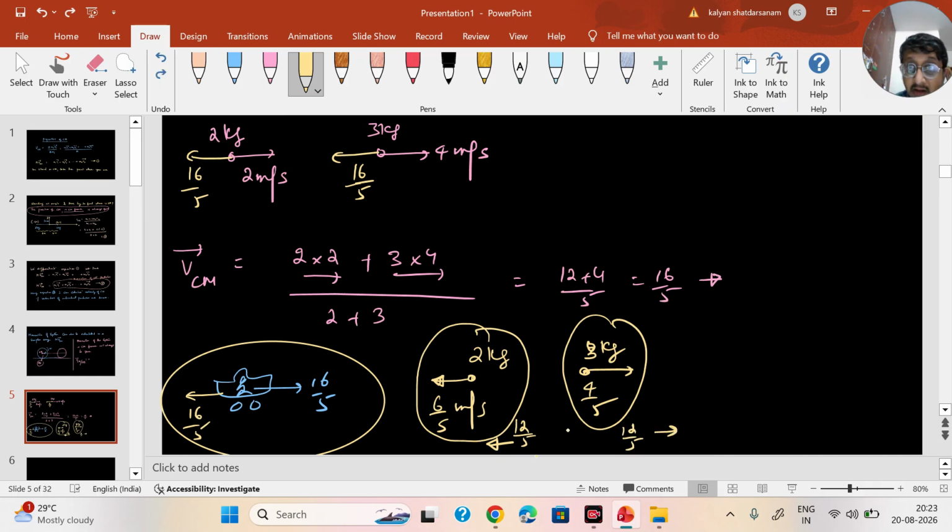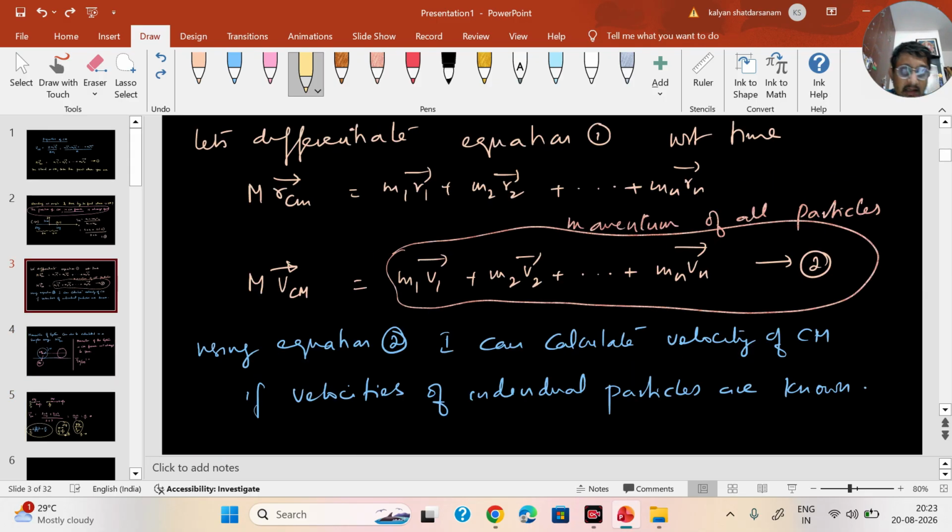Why are you getting 0? Because you went into the center of mass frame. In the center of mass frame, momentum will always be 0. But the easiest way to understand that is, what is momentum? Mass into velocity of center of mass. But in the center of mass frame, the velocity of center of mass is 0. So momentum is 0. That's the easiest argument.